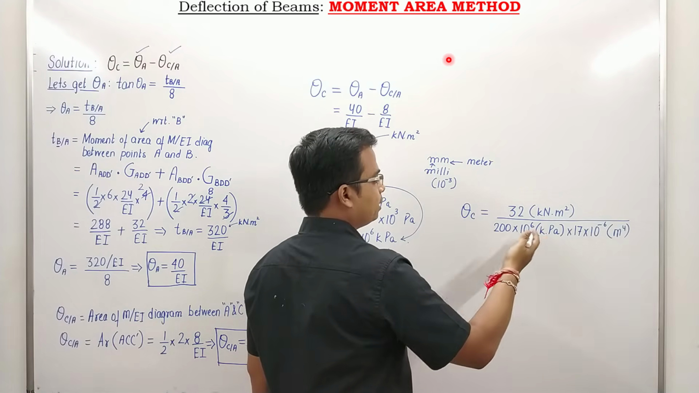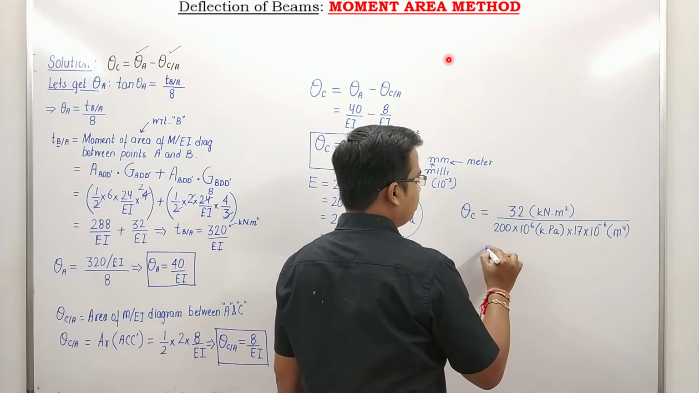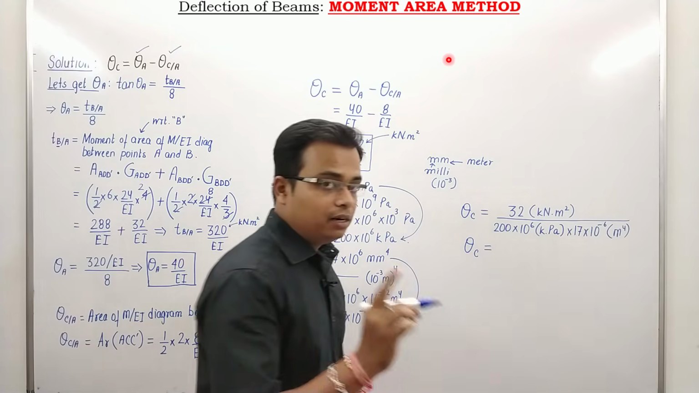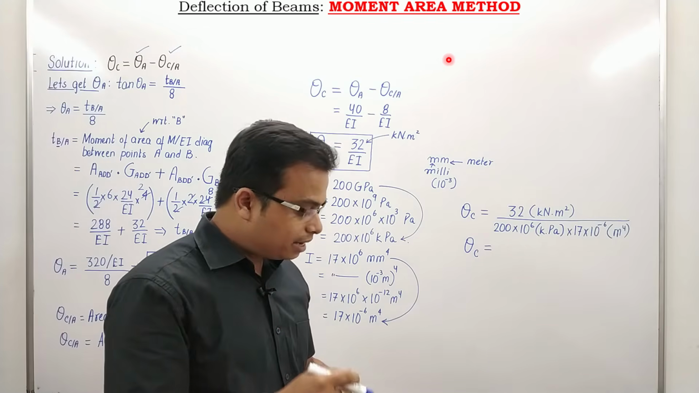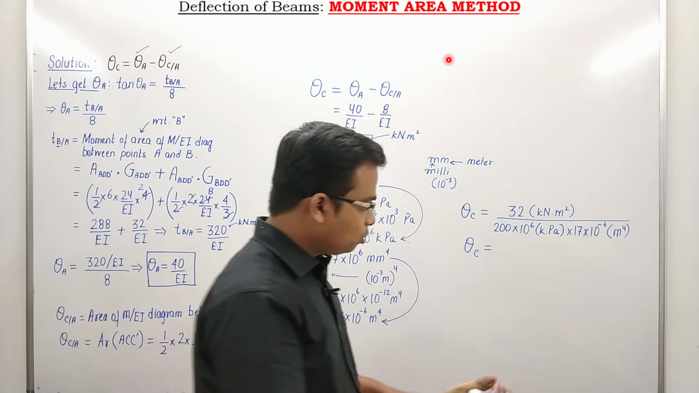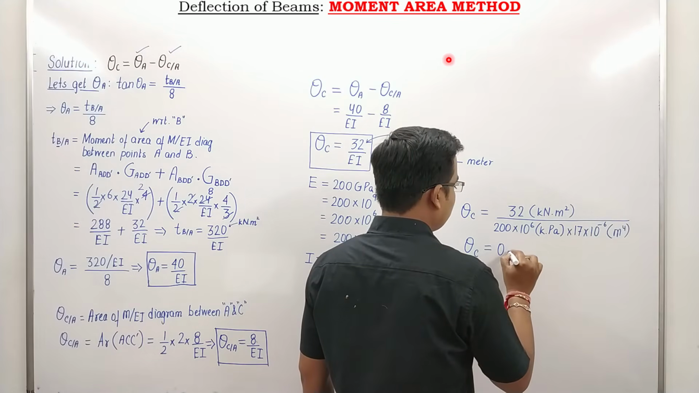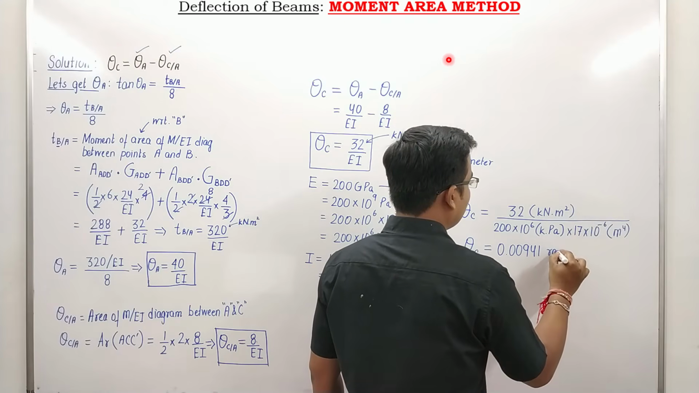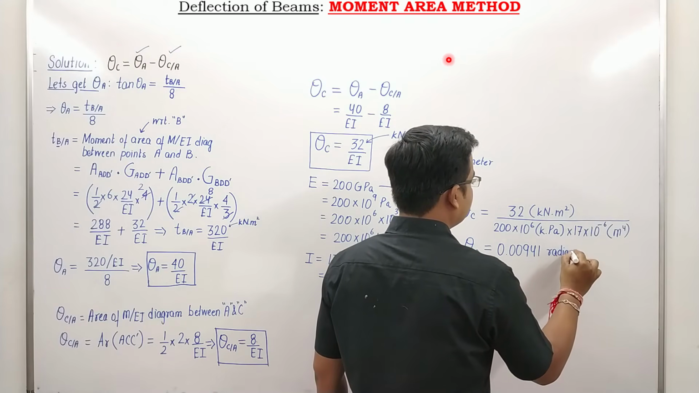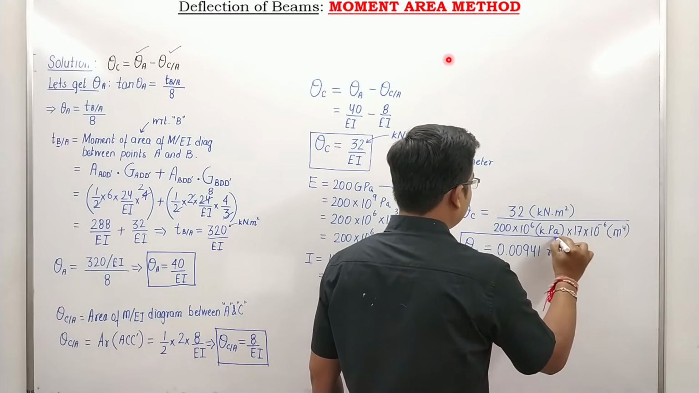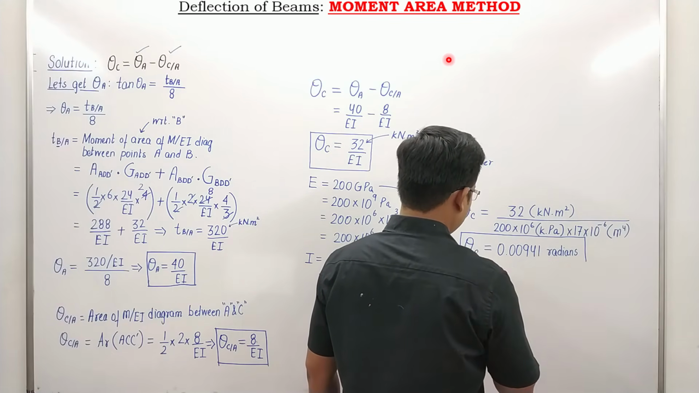Do make a check also. Everything is perfect. When you plug all these values into a calculator, you are going to get the final value of theta C in radians. Let me make that claim again: you are going to get the value in radians, and that will finally work out as 0.00941. Not just any angle. This has been worked out in radians.